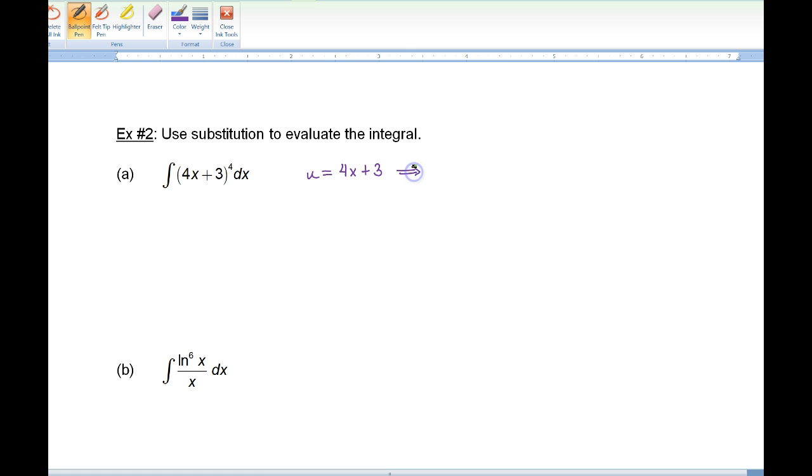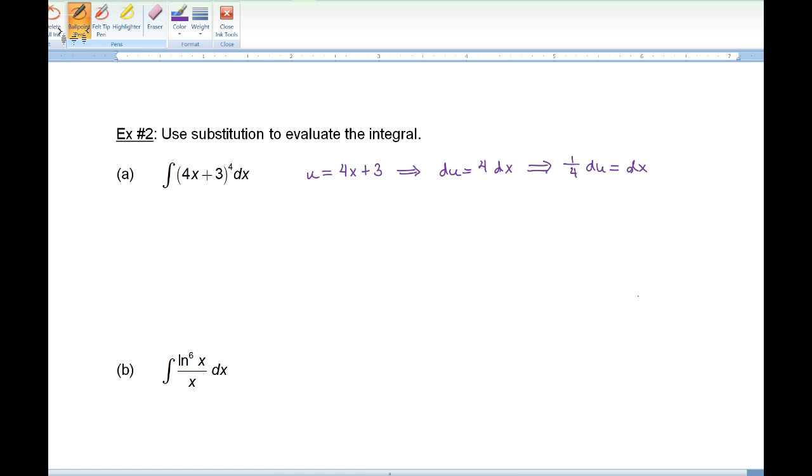Okay, so let's see what happens. What's the derivative of 4x plus 3? Just 4. So du is equal to 4 dx. Now, I only have dx, so I know that I'm going to have to compensate by multiplying by 1/4. How do we know how to compensate?